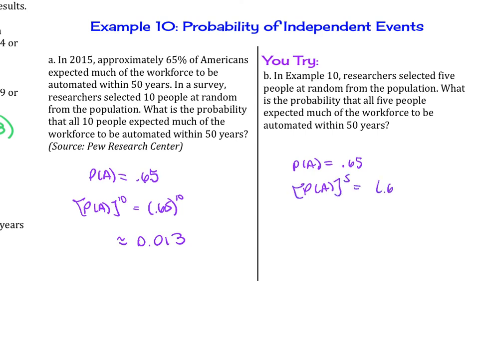And so that's 0.65 to the 5th power, right? Because each time you're choosing that person, there's a 65% chance you're going to choose someone. Okay, so that's why it's to the 5th power. So when you do that, 0.65 to the 5th power is 0.116.